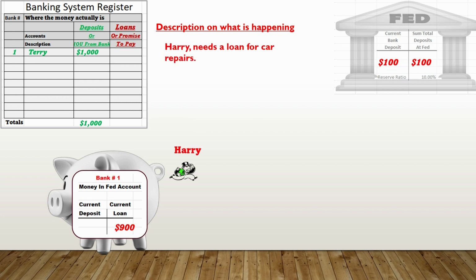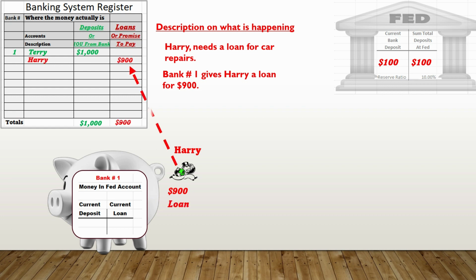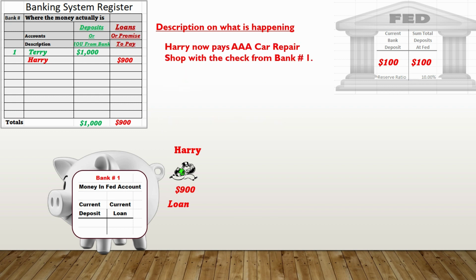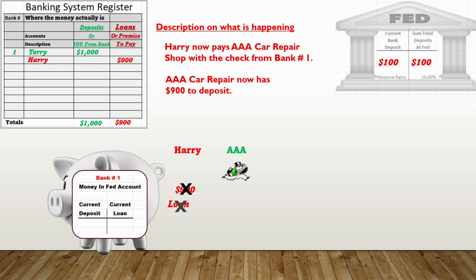Harry needs a loan for car repairs. Harry signs agreement to pay back loan. Bank number 1 gives Harry a loan for $900. The banking system now has $900 in total loans. Everything seems fine. Harry now pays AAA car repair shop with a check from bank number 1. AAA car repair now has $900 to deposit.